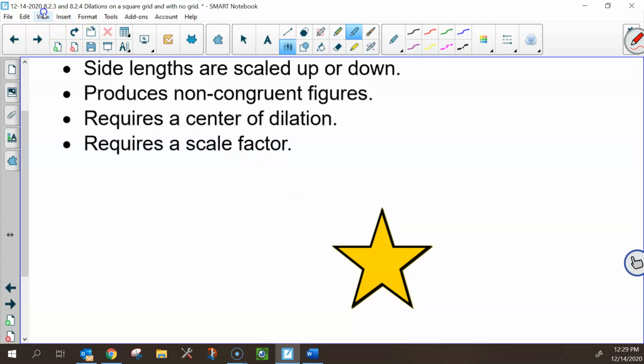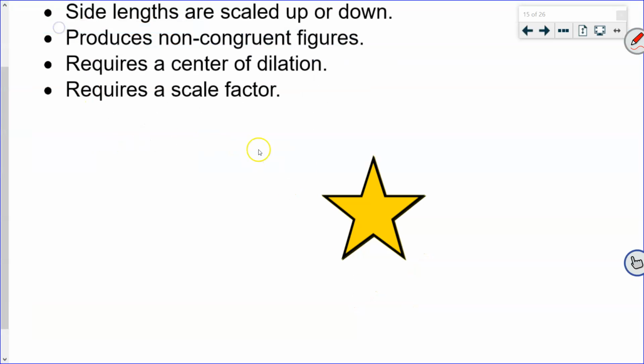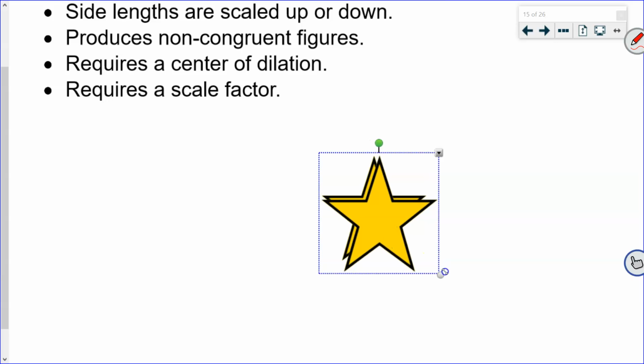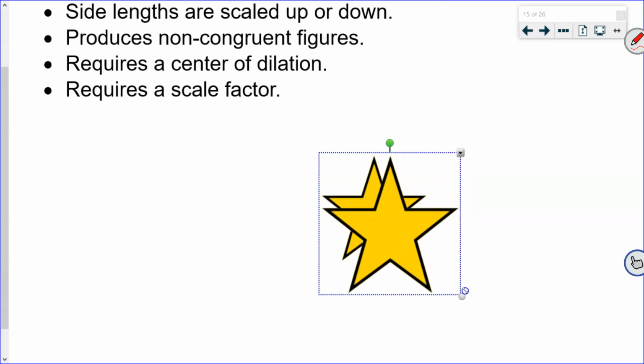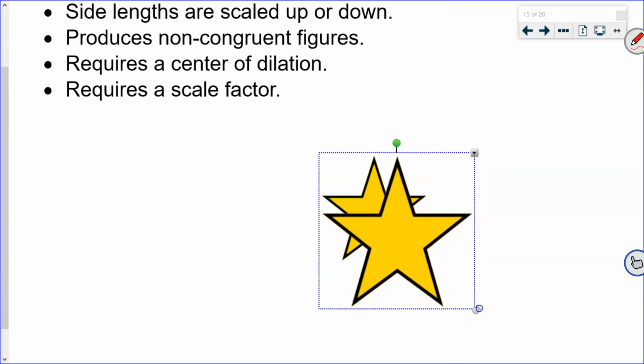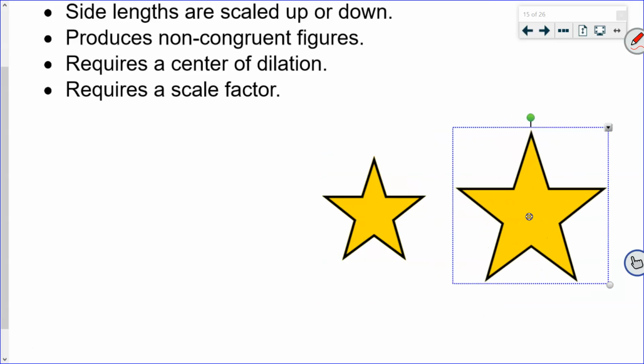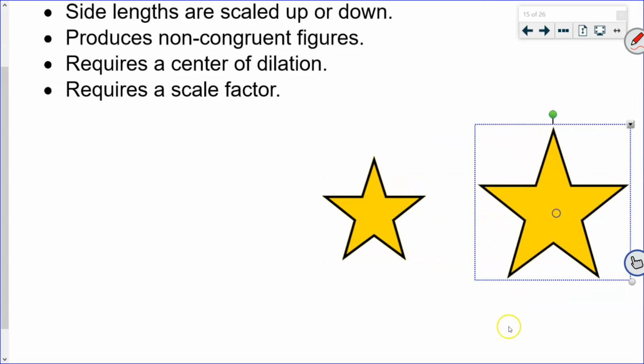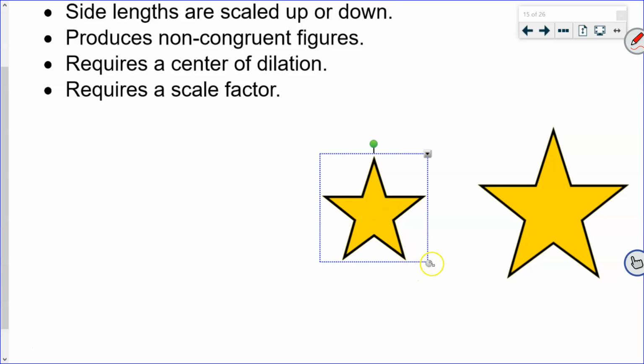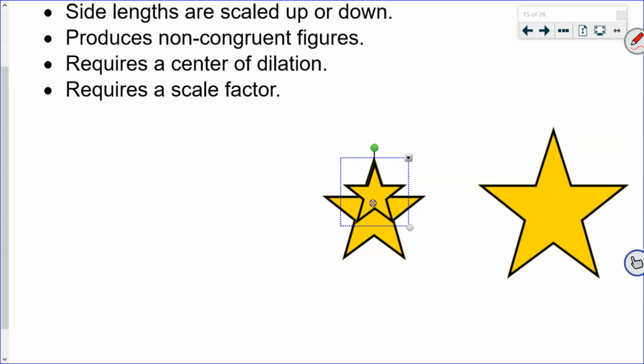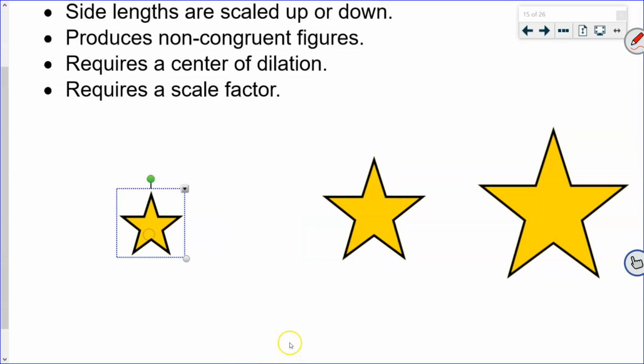Here I have a star, and you guys do dilations a lot more often than you think. The first thing I'm going to do is I'm going to dilate this star so that it's bigger. Do you see how it's dilating? It's changing the size. All the angles are staying the same. I'm just going to move it on over here. Now I'm going to dilate it going this way. Again, notice the angles are the same. I can show that by matching and lining these things up, but I dilated it to be smaller.